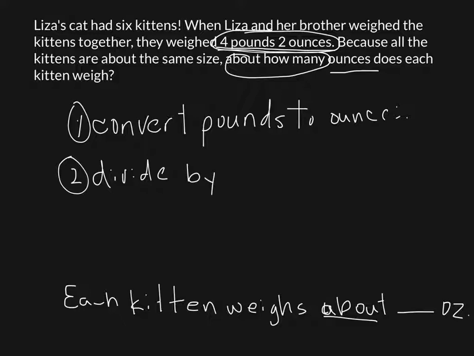And an average is a different kind of estimate. It will tell us the total weight is exact. We know exactly how much they weigh when they're all together. And they're all about the same size. And so when we find the average, we know about how much each kitten weighs. We have a good estimate for each kitten's weight, but they could vary a little bit.